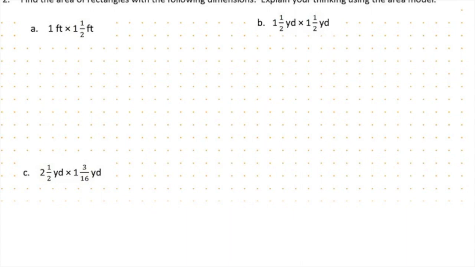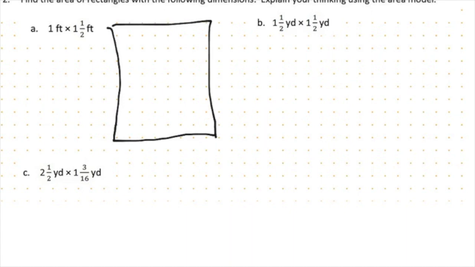Okay, for this problem set, they give us the dimensions only. Now it is up to us to draw our diagrams. So now we're not just labeling neatly, but we're also going to take our time and draw neatly as well. So let's do A together. 1 foot by 1.5 feet. So let's draw a rectangle. Here's 1 foot by 1.5.